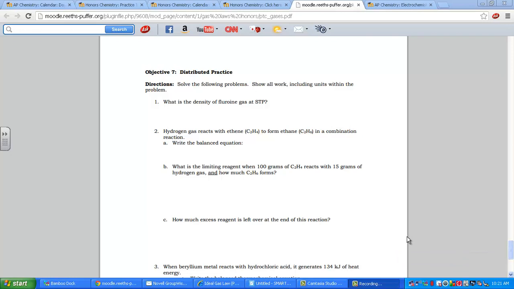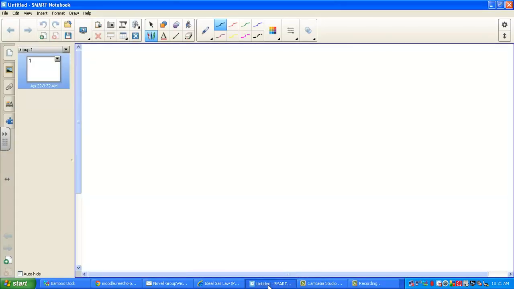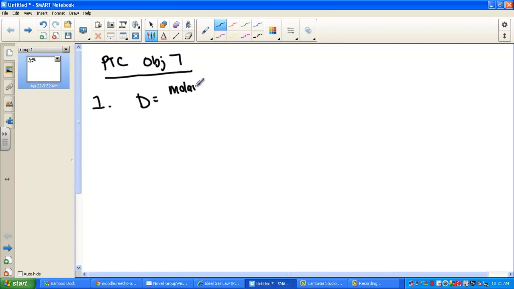Reading for the first one, it's simply asking us to find the density of a gas. It says standard temperature and pressure, so we're at STP, and the gas we're looking to solve for is fluorine, one of our lucky 7 molecular compounds. So practice test C, objective 7, question number 1. We know density at STP can be found very readily by taking the molar mass over our standard molar volume.